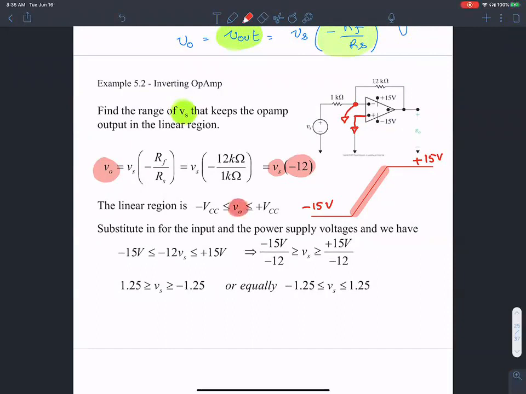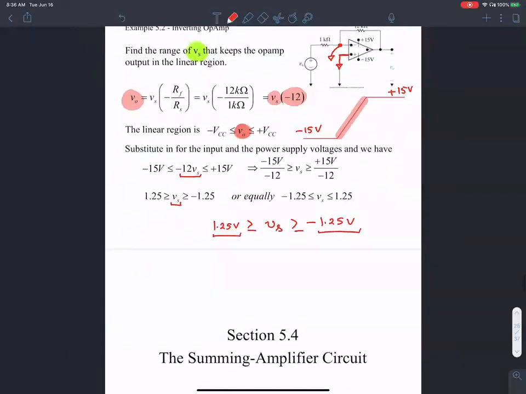If you want the output to be in between the positive and negative supplies, it's just a matter of replacing VO with the corresponding value in terms of Vs, negative 12 Vs, which implies Vs should be in between 1.25 volts and negative 1.25 volts. Okay, as long as the input is in between positive 1.25 and negative 1.25 volts, then the output is going to be between positive and negative 15 volts. Does that make sense?